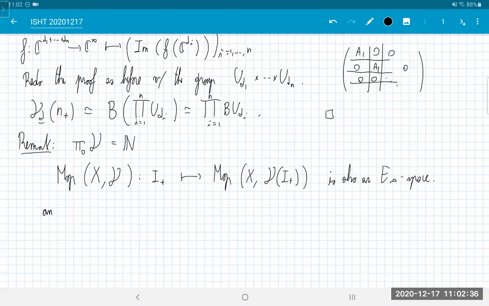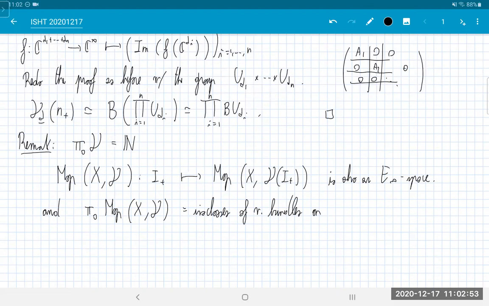And pi zero of maps from X to V, well, we know it's the isoclasses of vector bundles on X, but with operation the direct sum.